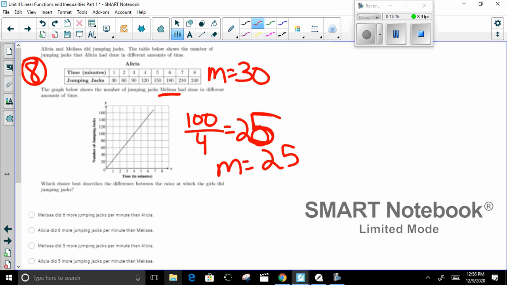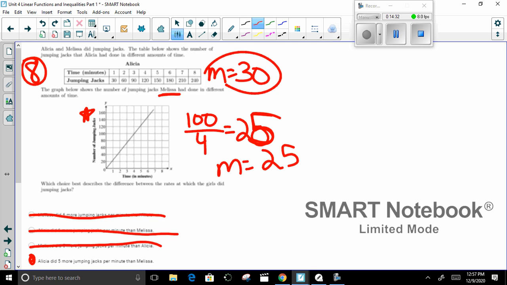Whereas Alicia did 30. So did Melissa do 6 more jumping jacks than Alicia? No. Did Alicia do 6 more than Melissa? No. Did Melissa do 5 more than Alicia? Nope. So it's got to be the last one. Alicia did 5 more than Melissa did.